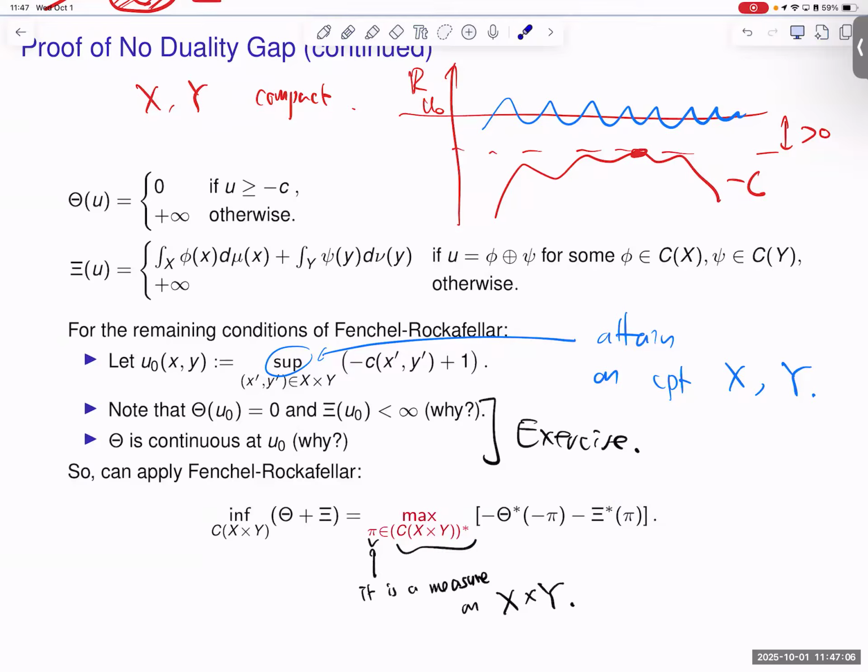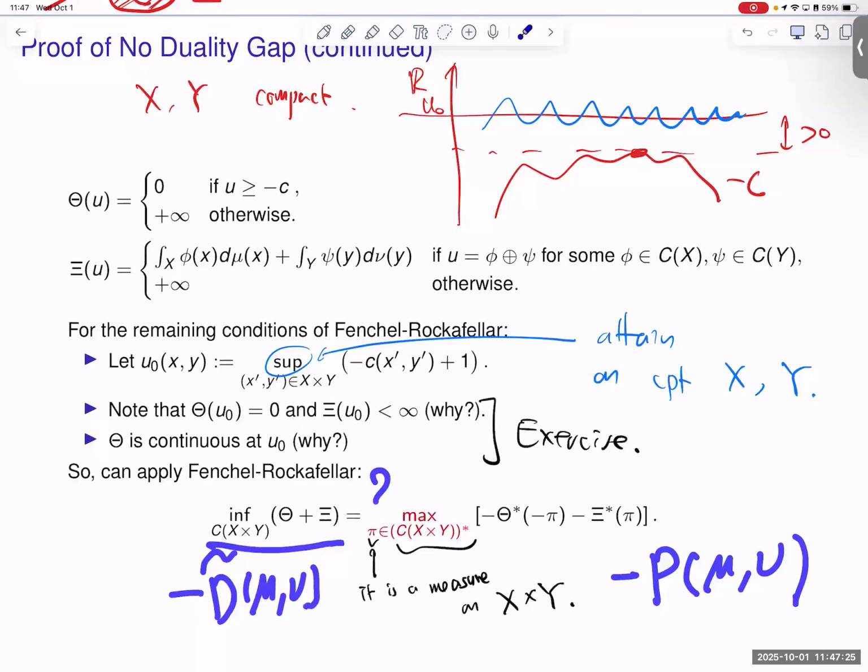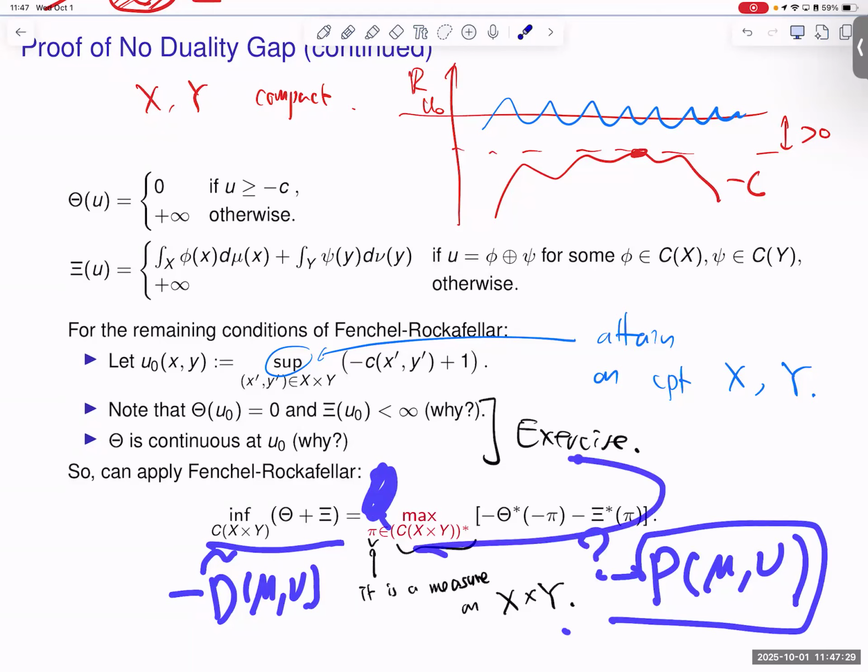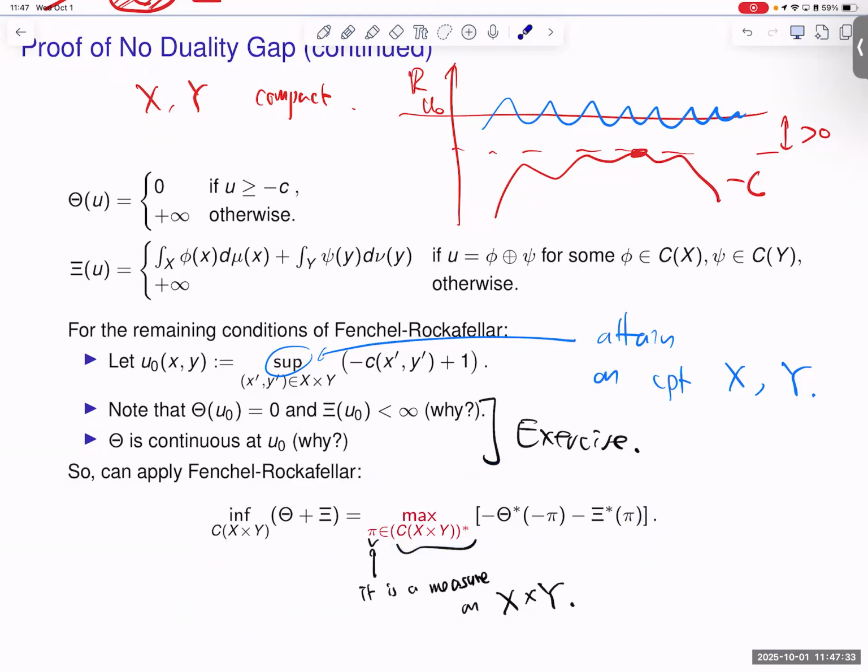Am I making sense here? Okay. Question? Yeah, so we want to check whether this is the same as actually negative p mu. This is negative d theta mu. We just want to check. I mean, this is okay, but we want to check whether this right-hand side is the same as minus p. Okay, am I making sense?